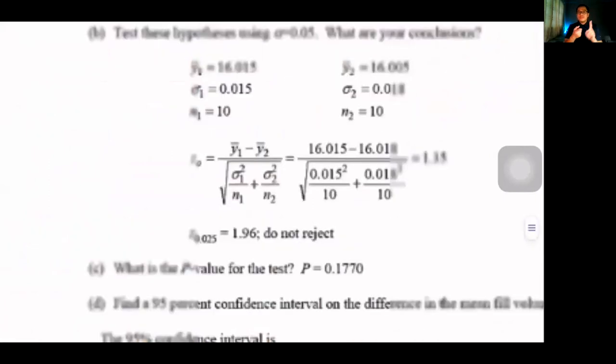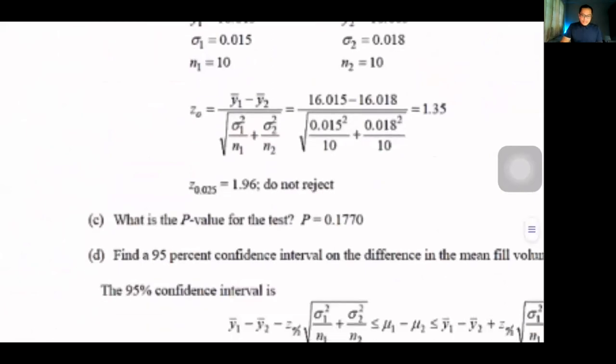So either you write do not reject H0, accept H0, or reject H1, all acceptable. But please write in the explanation what it means by do not reject H0. It means both machines are performing similarly. Whatever answer is given.